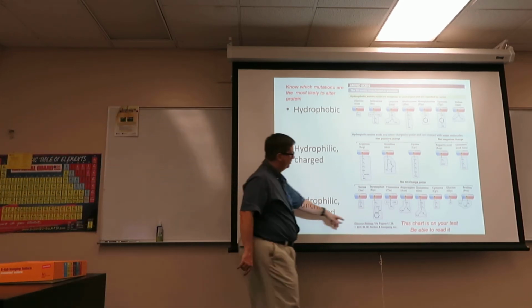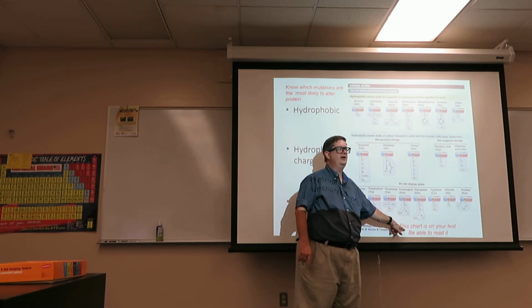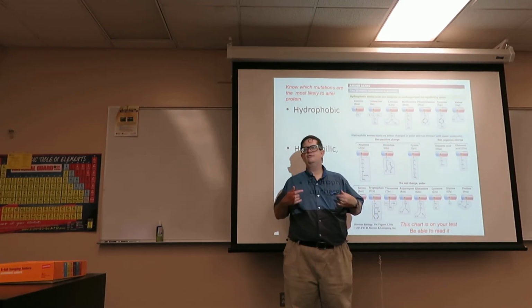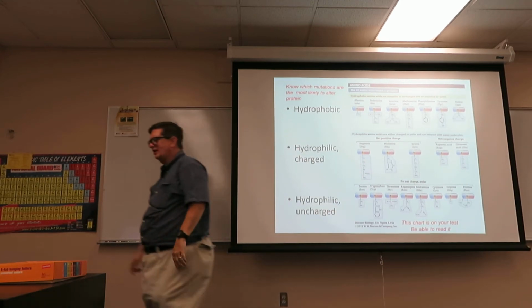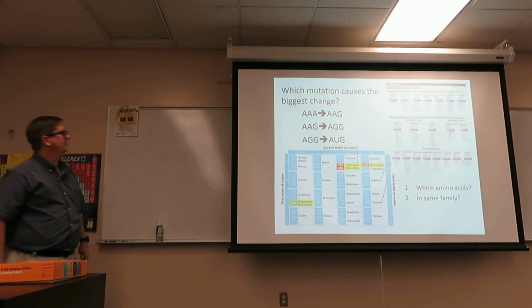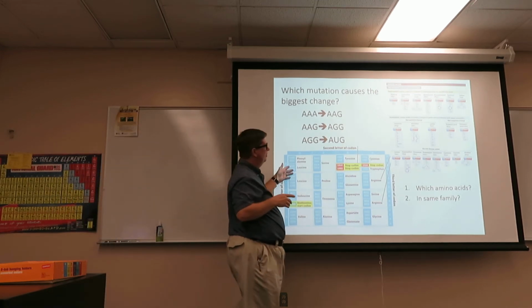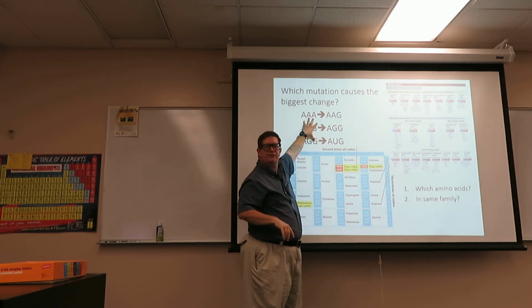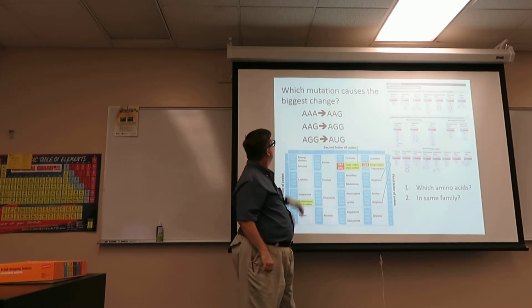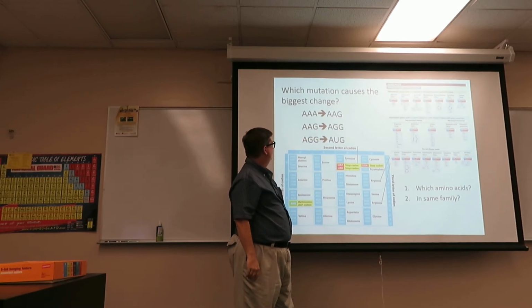Now, this chart is on the test, to be able to read it. So don't memorize the chart. Both of these charts are going to be supplied, and you're going to have to be able to read them. There are examples similar to this on the test. They're not the same ones. Hey, which of these mutations would cause the biggest change?